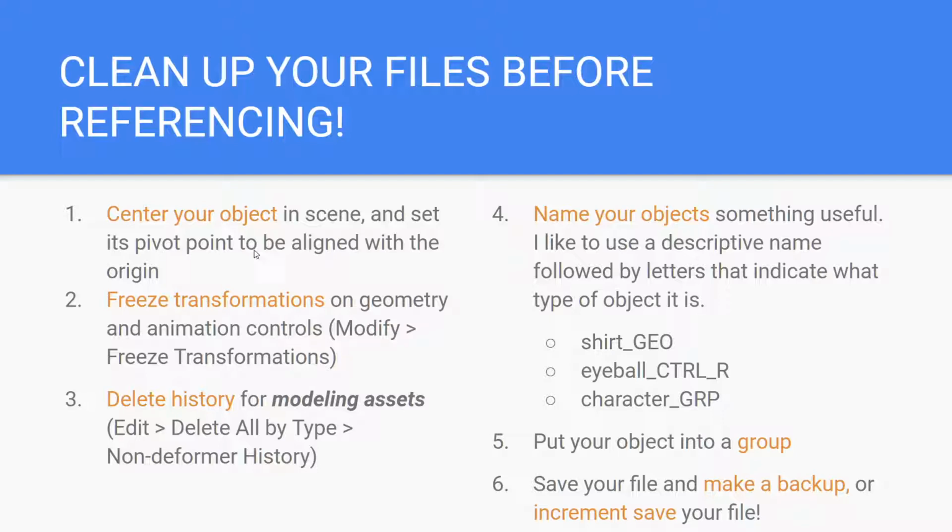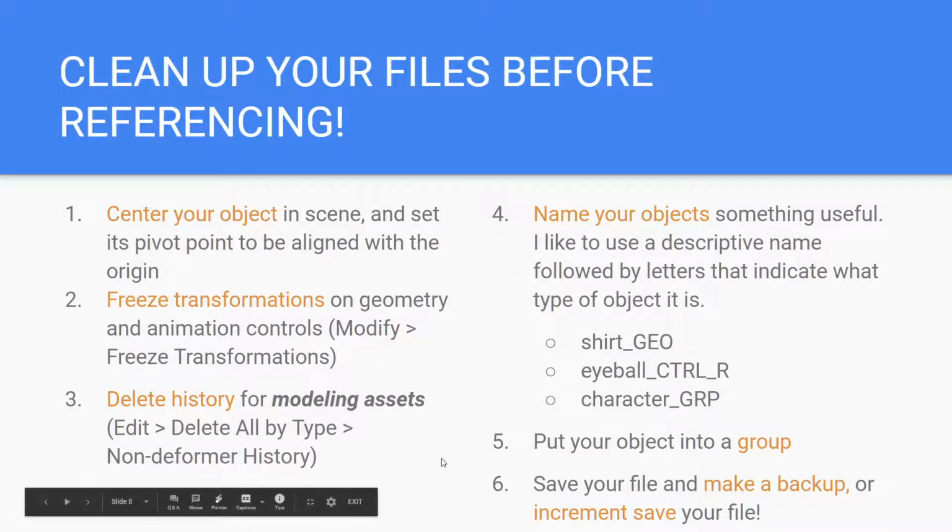First things first, you want to make sure your object is centered in your scene, and you want to set its pivot point to be aligned with the origin. So essentially centering your object and its pivot point in the space. You want to freeze your transformations so that your transform values on your objects are zeroed out. This is going to be especially useful for geometry and animation controls. Obviously, when you're doing animation, you don't want to freeze your transformations. But when you're done modeling your object and you're getting ready to send it forward down the pipeline to another file or to another person, you want to freeze your transformations in that file.